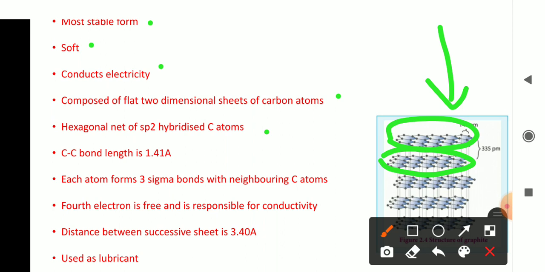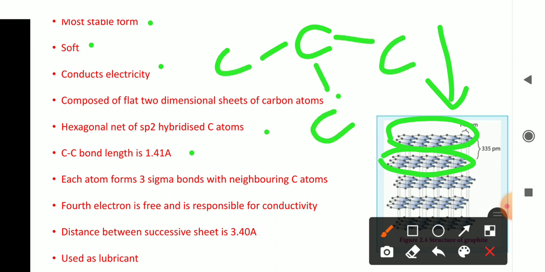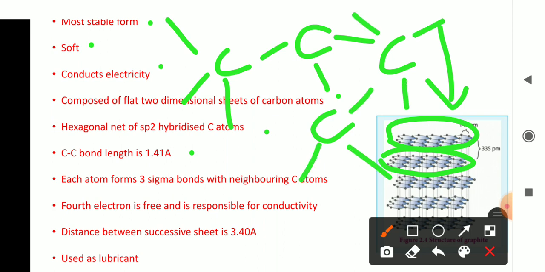Here in the case of graphite, the carbon-carbon bond length is 1.41 Angstrom. Each carbon atom forms 3 sigma bonds with 3 other carbon atoms. One carbon will be here, then another carbon, and another carbon. Each carbon forms 3 bonds, and this one forms 3, this also forms 3. The bonds keep going. So in graphite, each carbon forms 3 sigma bonds with the neighboring carbon atoms.